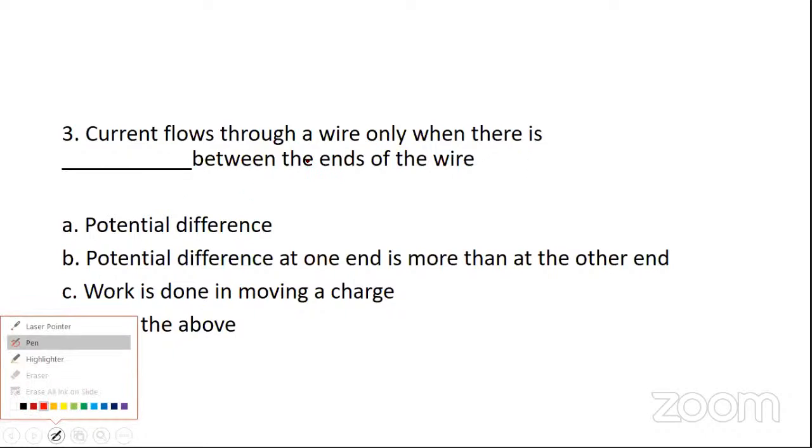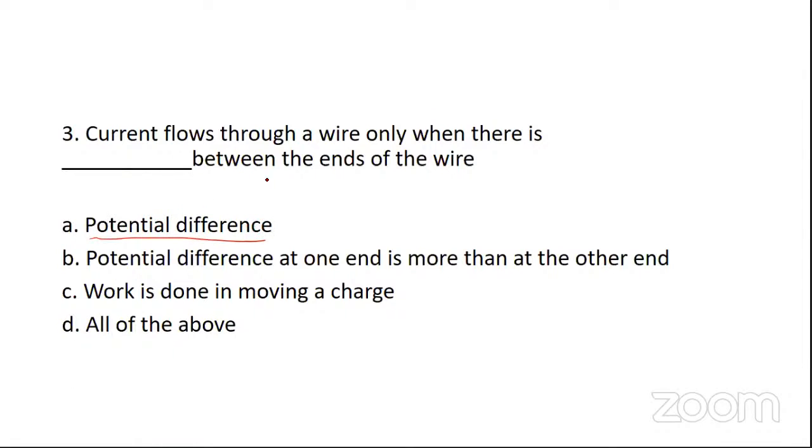See, when there is dash between the ends of the wire, तो potential difference होता है तो current flow करता है. So A is right. And potential difference at one end is more than at the other end. इसका मीनिंग भी वही है. Potential difference तभी होता है जब एक का दूसरे से ज्यादा होता है. So this is also right. And work is done in moving a charge. Basically ये भी potential की ही definition होती है. So this is also right. So D, all of the above, this will be the right answer.